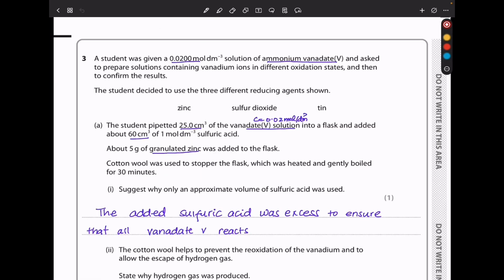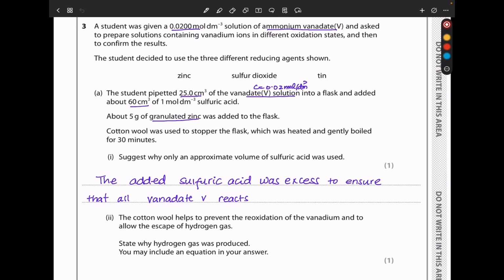In question 3, a student was given a 0.02 mole per decimeter cube solution of ammonium vanadate 5 and asked to prepare solutions containing vanadium ions in different oxidation states and then to confirm the results. The student decided to use the 3 different reducing agents shown. There is zinc, there is sulfur dioxide, and tin.